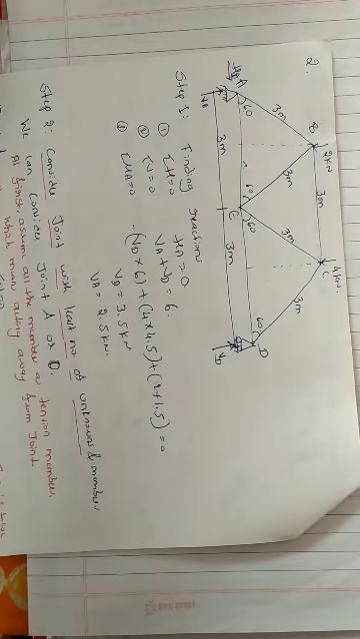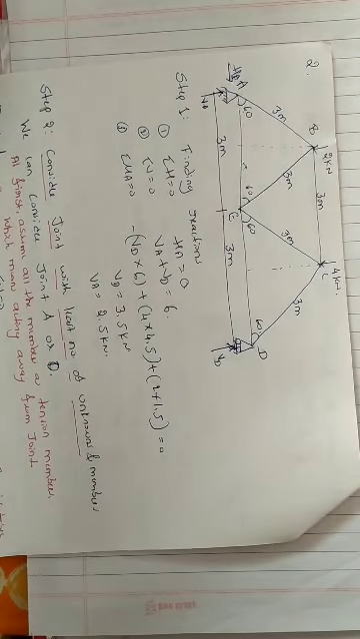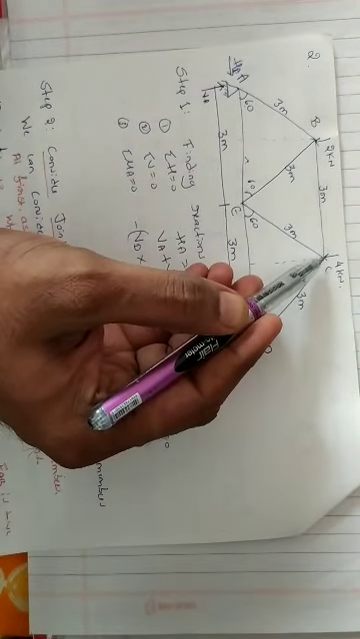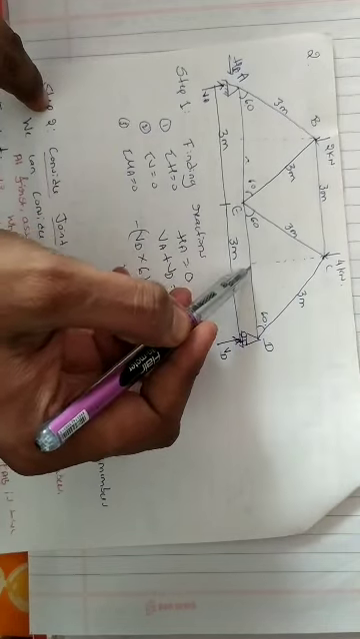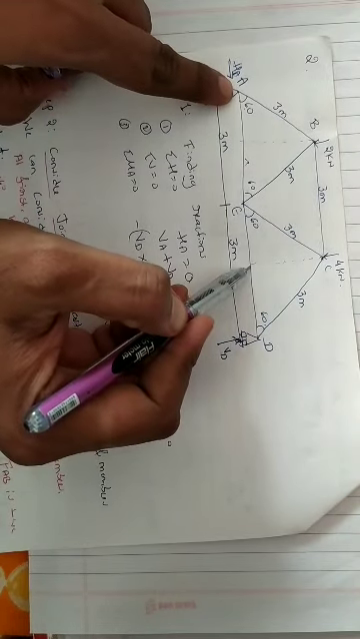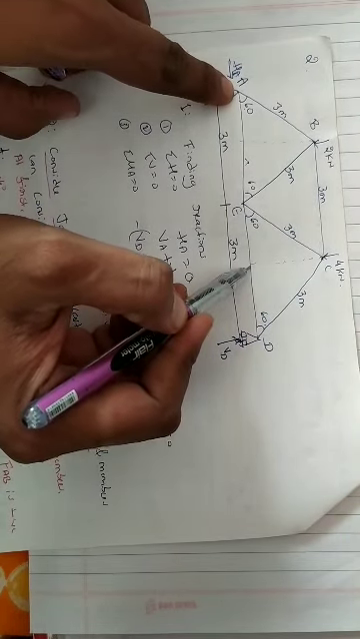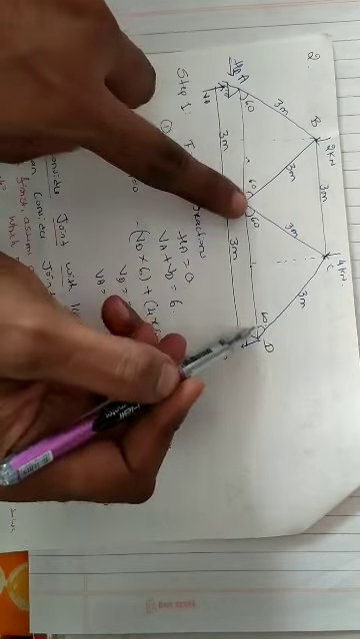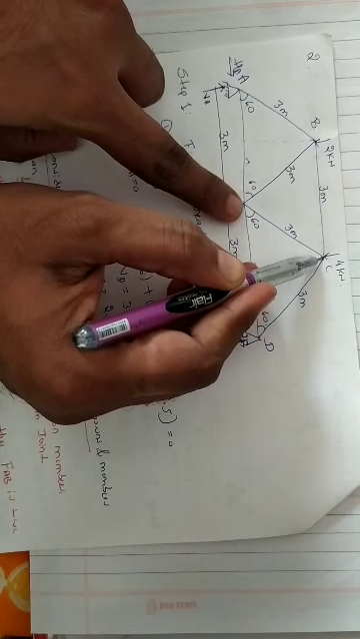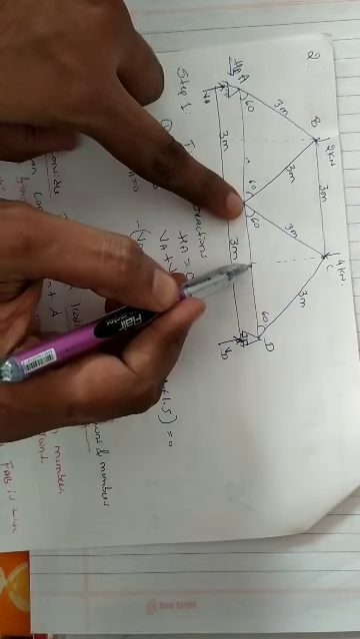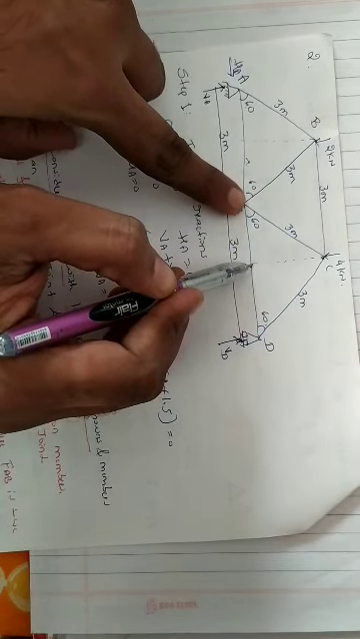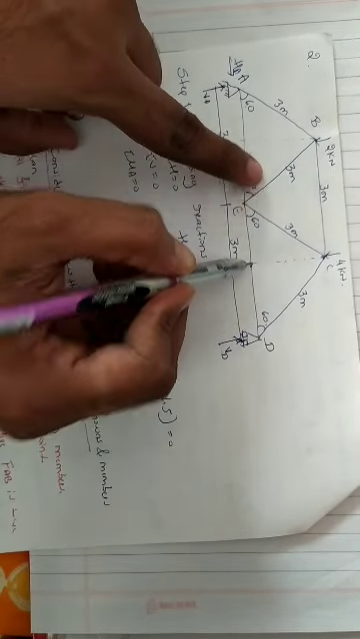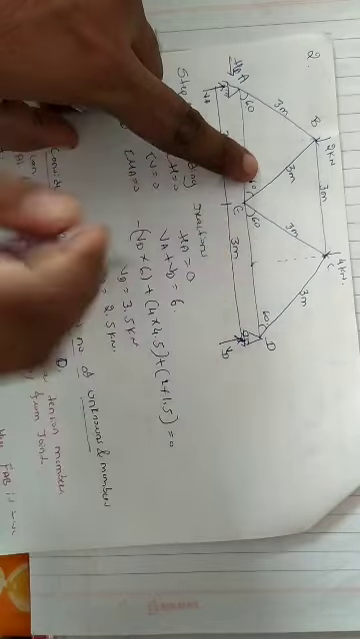Next we'll consider the 4 kilonewton force. So again force into perpendicular distance. So here the force is 4. Now we want the distance from this point to this point, right? We know that it is an equilateral triangle. That means if this is 3 meters, this is the crown. So if you draw a perpendicular from the crown, it will cut exactly at the midpoint of the base. That means if this is 3 meters, this is 1.5 meters. So from here to here this is 1.5 meters.